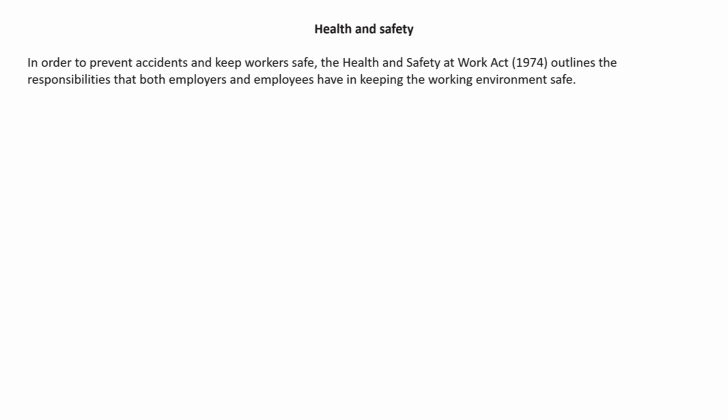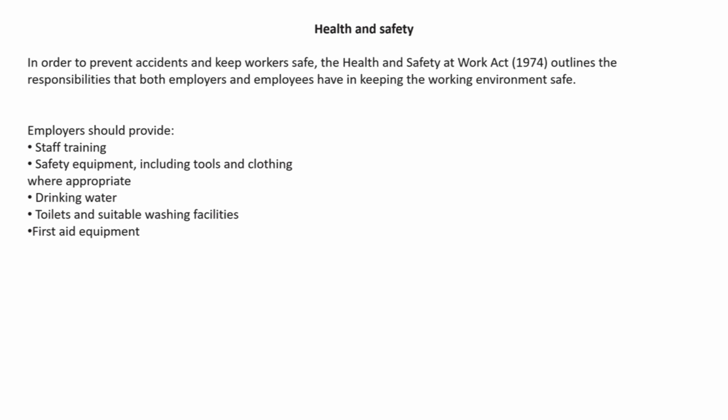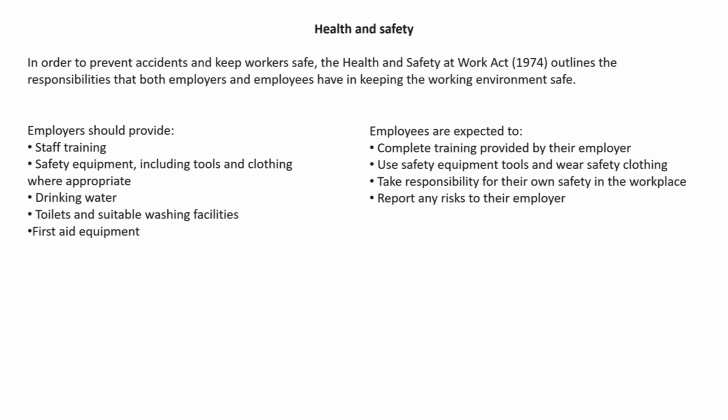Health and safety. In order to prevent accidents and keep workers safe, the Health and Safety at Work Act, which is from 1974, outlines the responsibilities that both employers and employees have in keeping the working environment safe. Employers should provide staff training, safety equipment, including tools and clothing where appropriate, drinking water, toilets and suitable washing facilities, first aid equipment, and employees are expected to complete training provided by their employer.